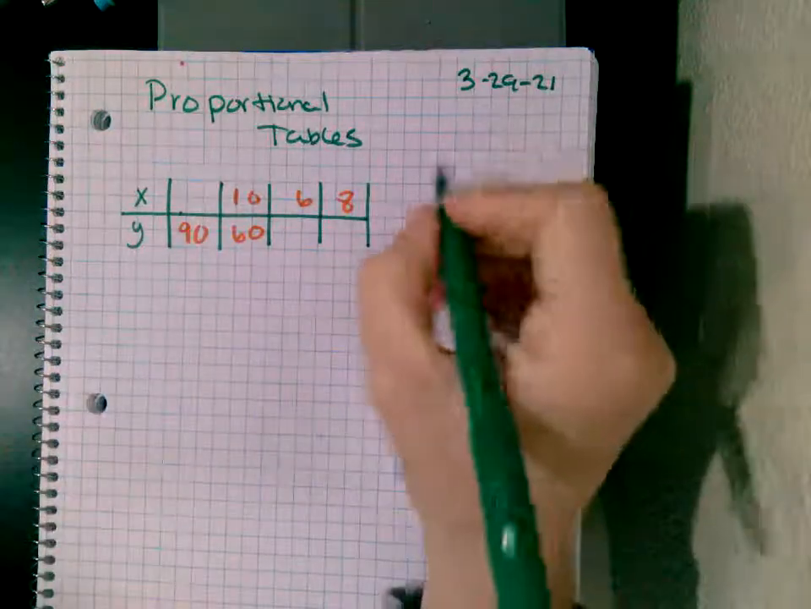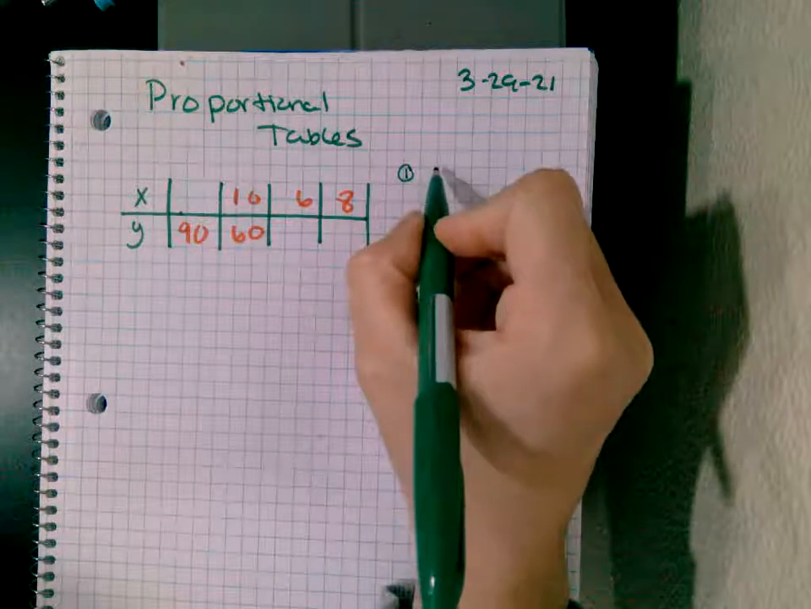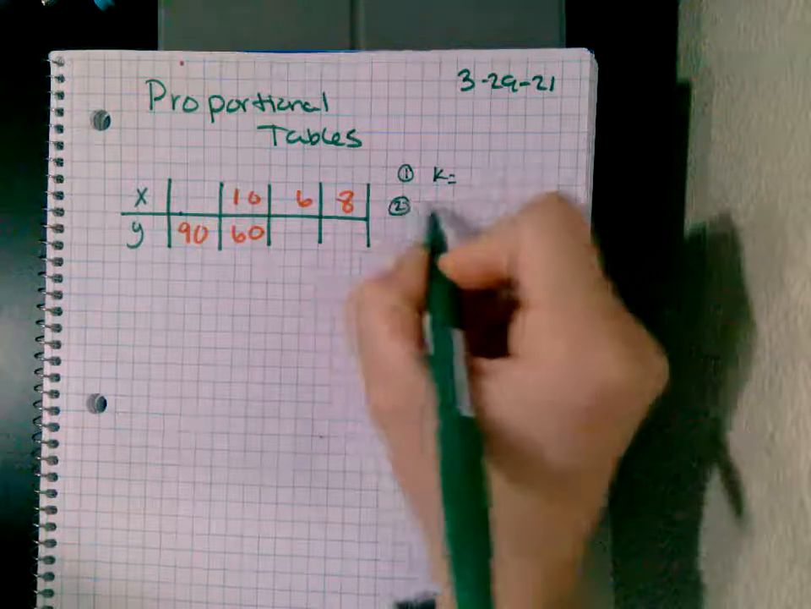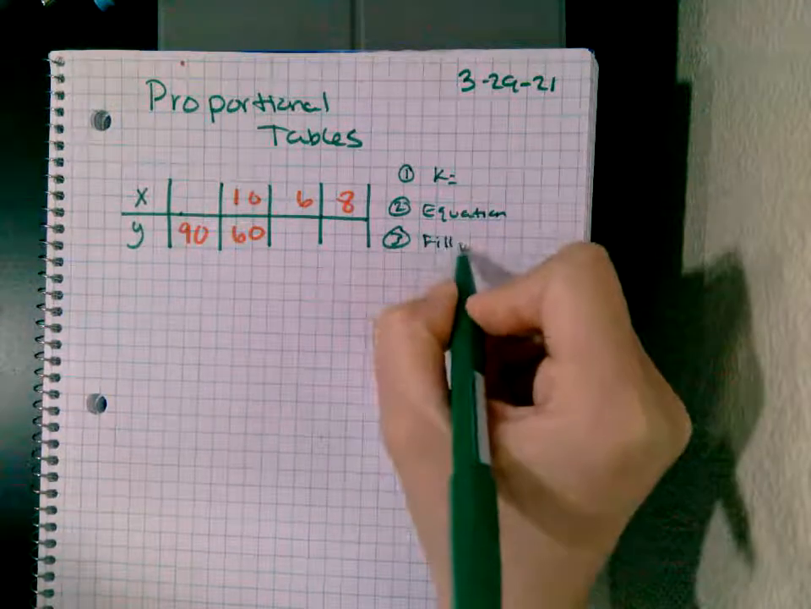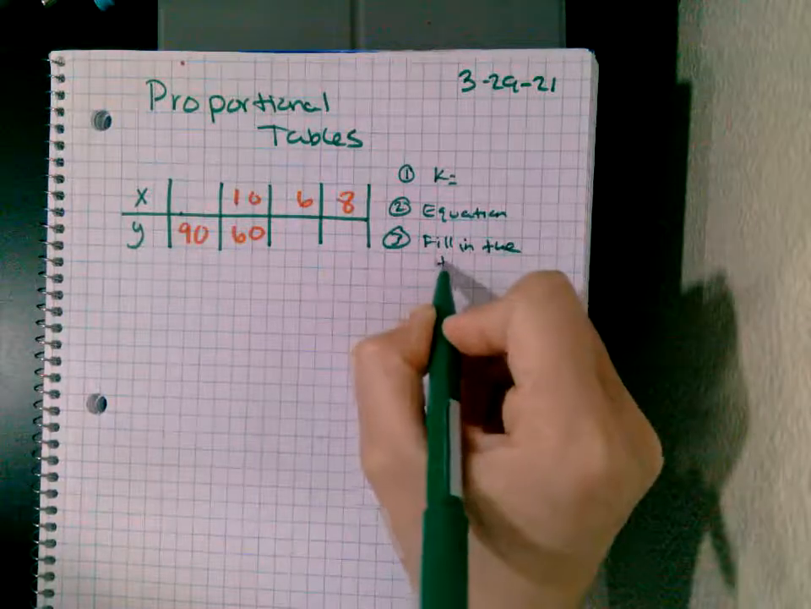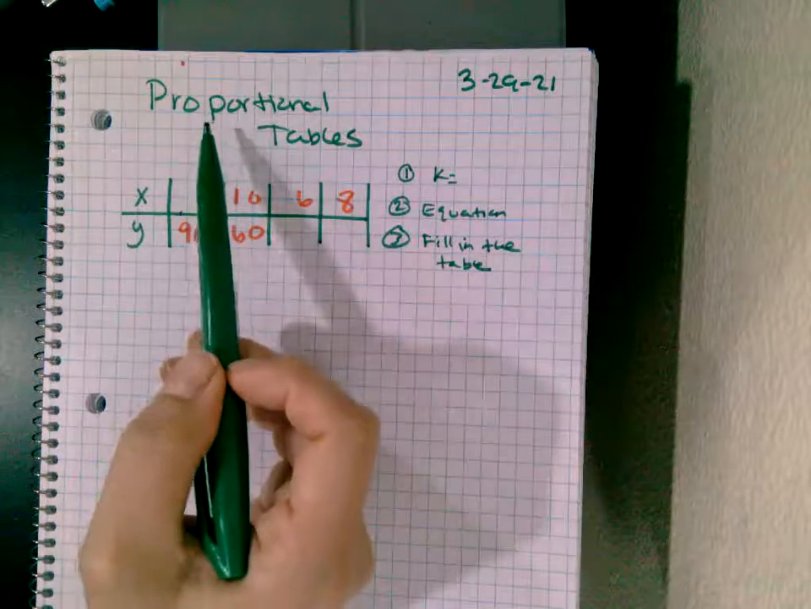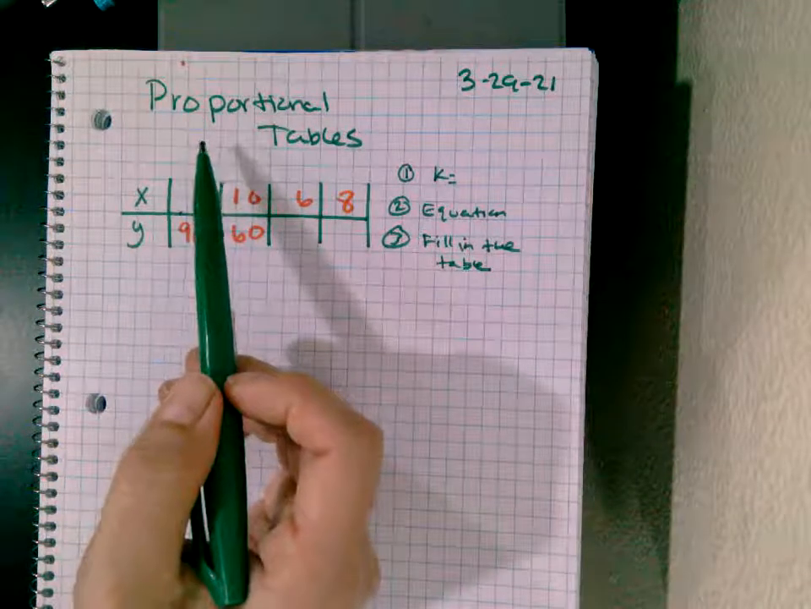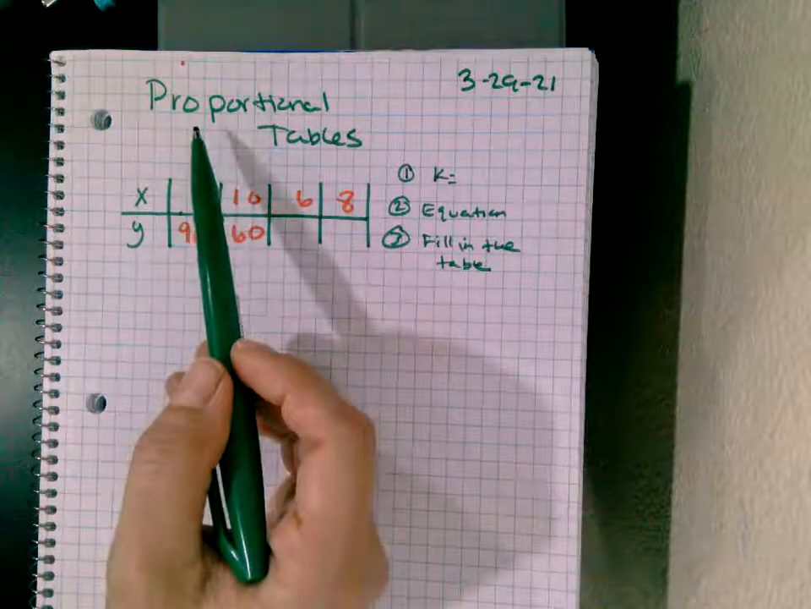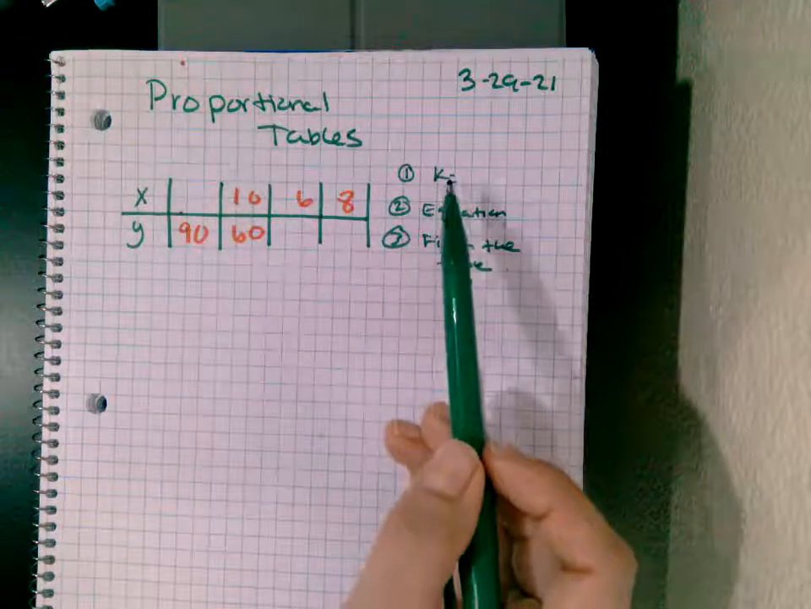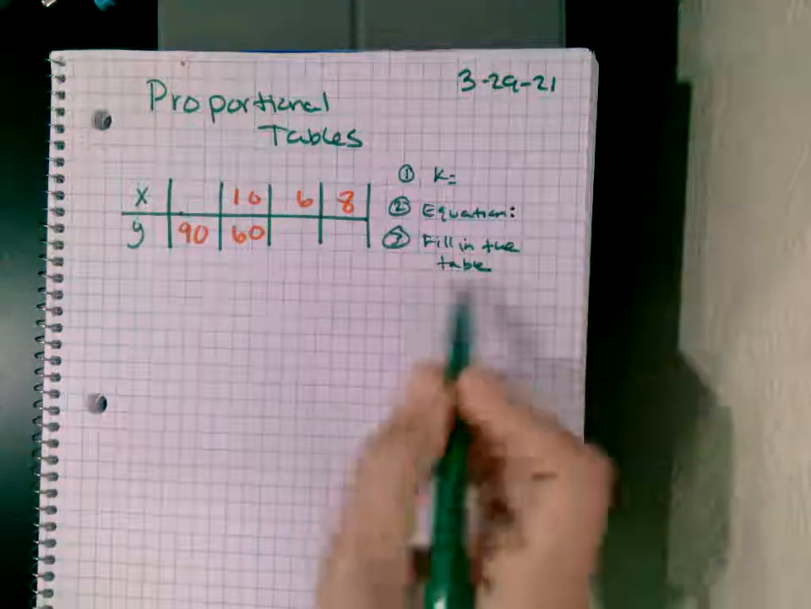And they'll ask you, what is K equal to? What's the equation? And fill in the table. So you know it's proportional because I told you it's proportional. On Wednesday, we'll look at things that are not proportional. So you have to tell me what K is and what the equation is, and then fill in the table.